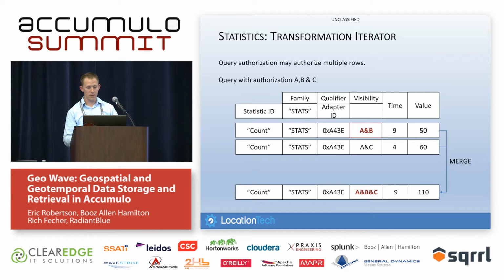And then we also have a transformation iterator where we don't want to leak information about statistics from different visibilities. So our concept is that at scan time, the authorization of the user is handed to the scanner. So if, let's say, the user has the authorization to see A, B, and C, stored separately would be A and B, and A and C perhaps, because we've seen those different unique permutations of visibility. But then at scan time, we collapse that together into a single statistic that the user will see.